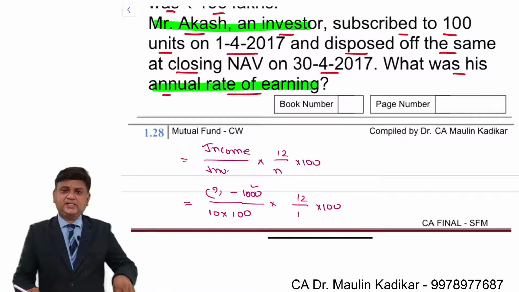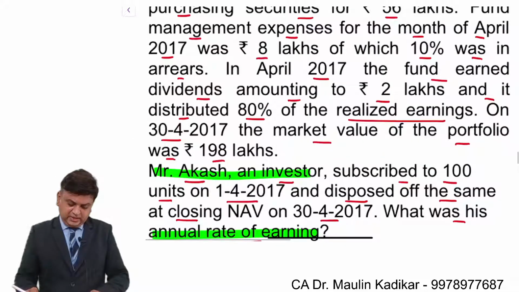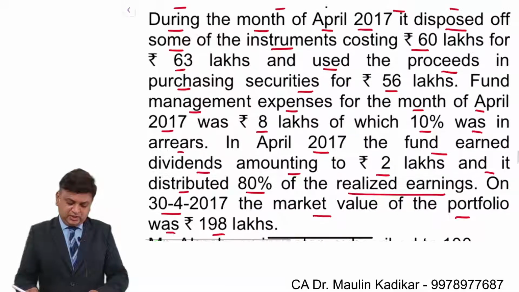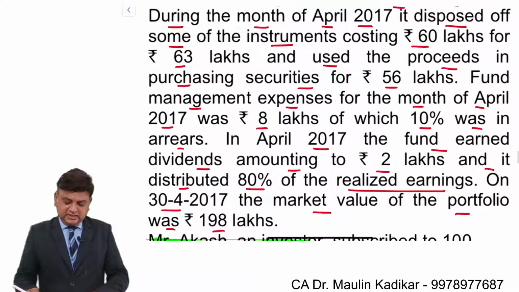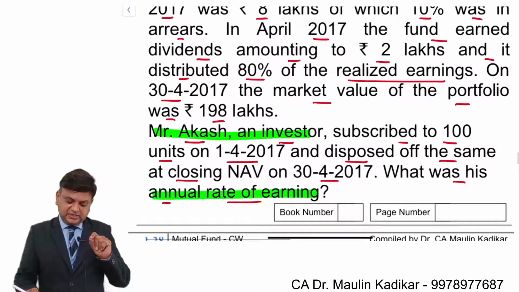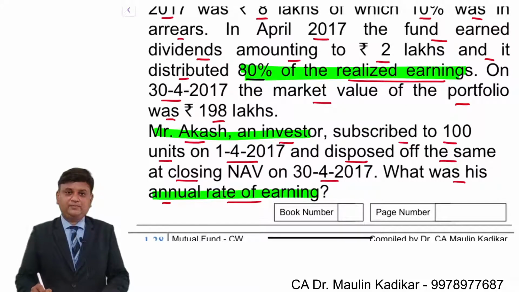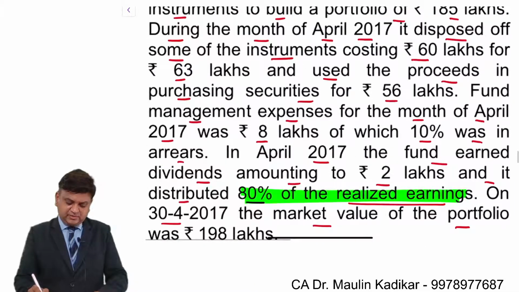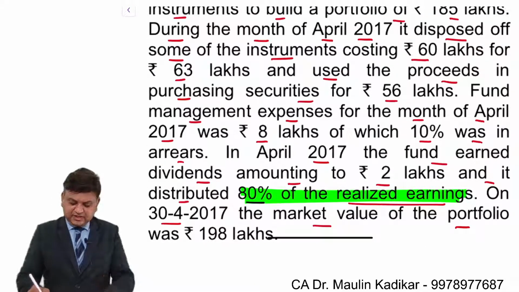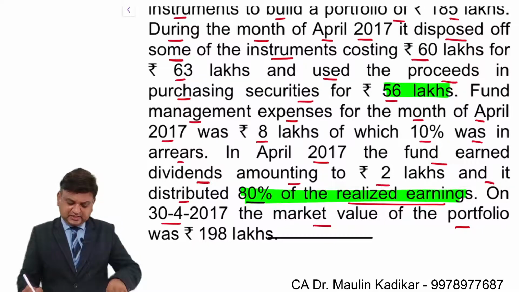Let us understand how to make the computation of the income to the investor. Listen to me carefully. That is the important working over here. The language of the question says that the mutual fund has distributed 80% of the realized earning. Now what do we understand by the realized earning? Listen to me carefully.